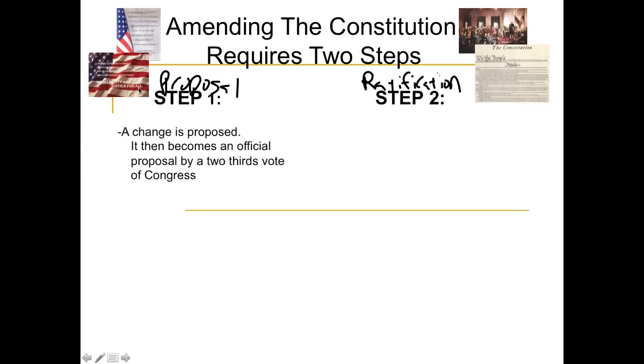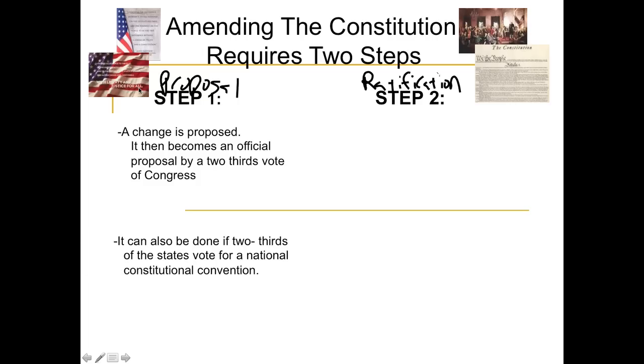Now, we need to know that when we ratify the Constitution, it is a two-step process. An amendment must be proposed first in Congress. It becomes official when 2/3 of both houses of Congress pass the proposed amendment. There's actually 6 amendments that have been passed by Congress but haven't met step 2. But all amendments have to be proposed by Congress.